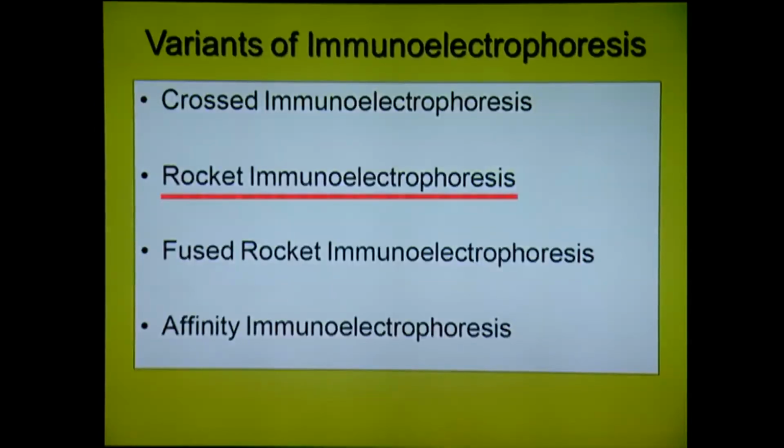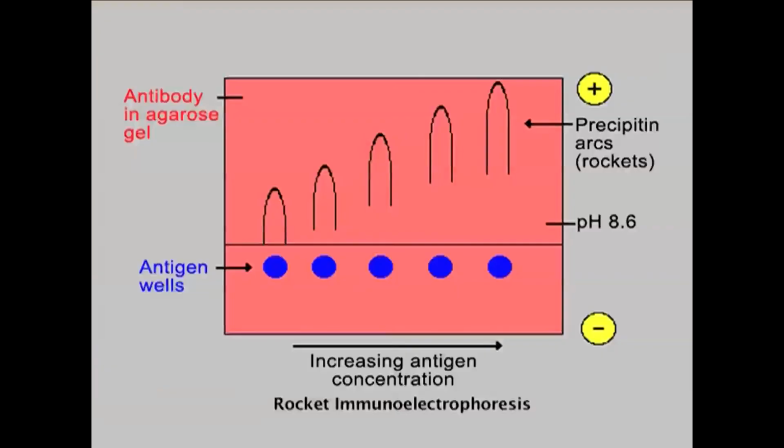Rocket immunoelectrophoresis is another variant of immunoelectrophoresis which can be done quantitatively, used to detect the presence of antigen as well as its amount in a given sample. It is a quantitative immunoelectrophoresis. Here also the antibody is trapped in the agarose gel matrix, then antigens are allowed to run through the agarose gel matrix, and depending on their concentration they will form rocket-like structures. Measuring the height of the rockets, we can find out the concentration of the unknown sample.